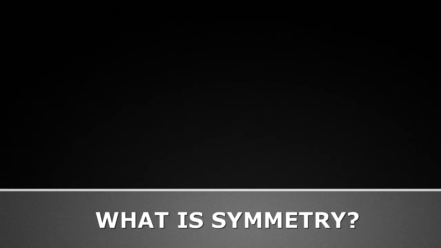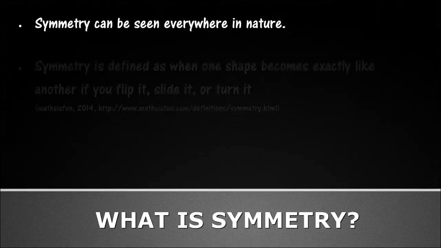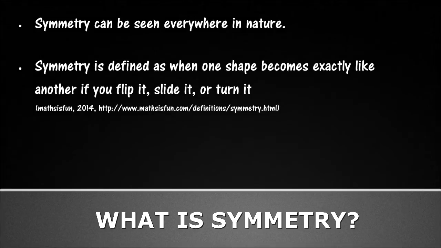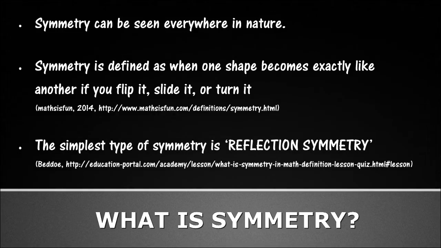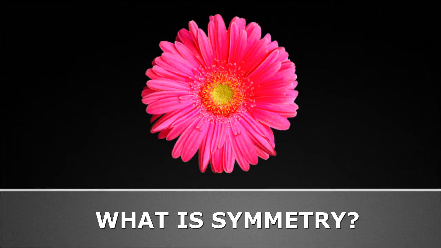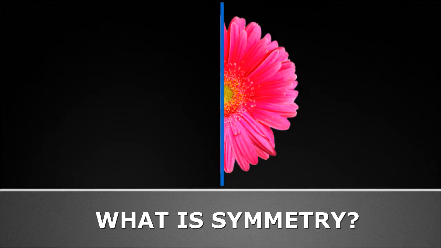What is symmetry? Symmetry can be seen everywhere in nature. Symmetry is when one shape becomes exactly like another if you flip it, slide it, or turn it. The simplest type of symmetry is reflection symmetry, as shown in this image. If you draw a line down the middle of the flower, you can see that the left side is a mirror image of the right side.